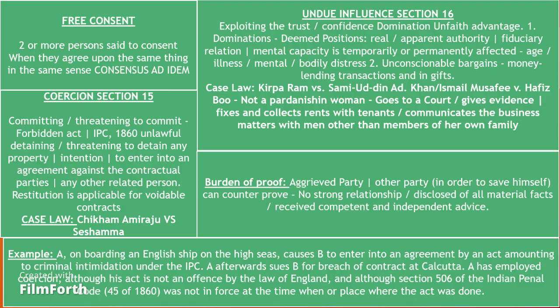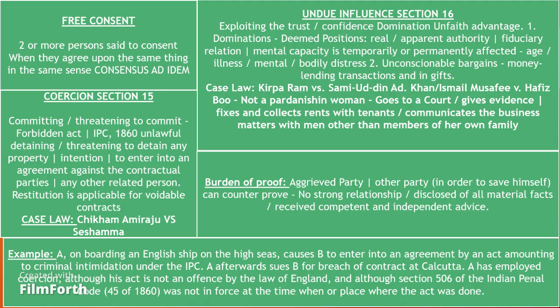Some examples. 1. X threatens to kill Y if he does not agree to sell his car to X for 10,000 Indian rupees. Fearing death, Y enters into an agreement with X for the sale of his car for 10,000 Indian rupees only. 2. A tells his wife that he would commit suicide if she did not transfer her personal assets to him. She does so. Under this threat, can the wife avoid the contract? The answer is yes. For more details refer to the case study Chikham Ammiraju vs Seshareddy.